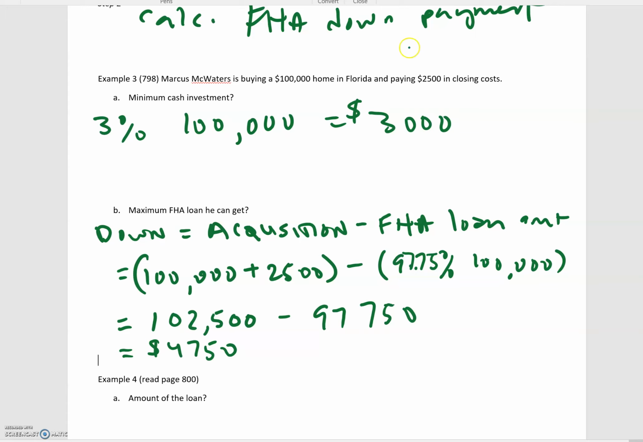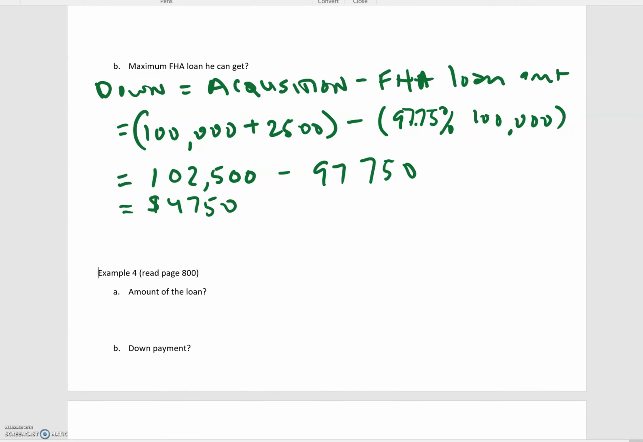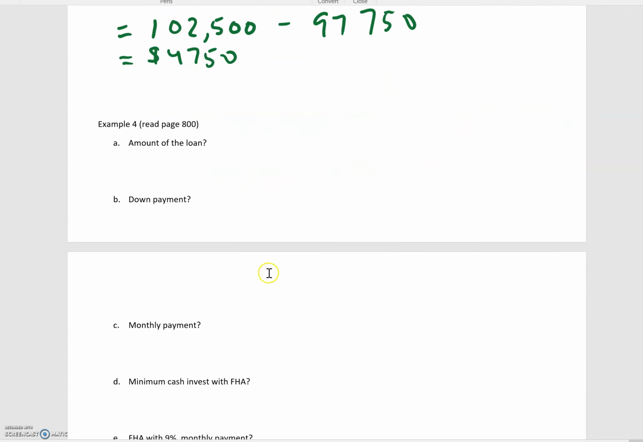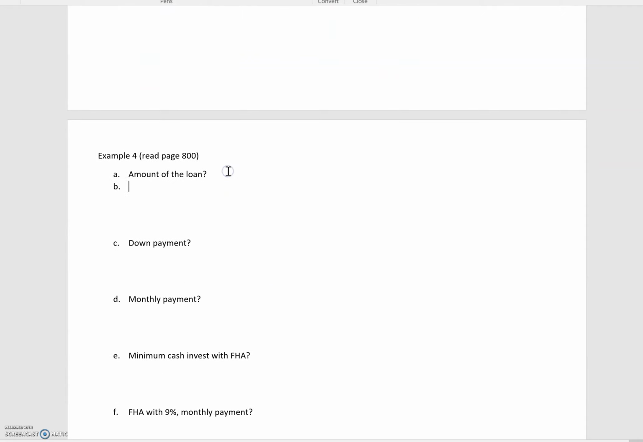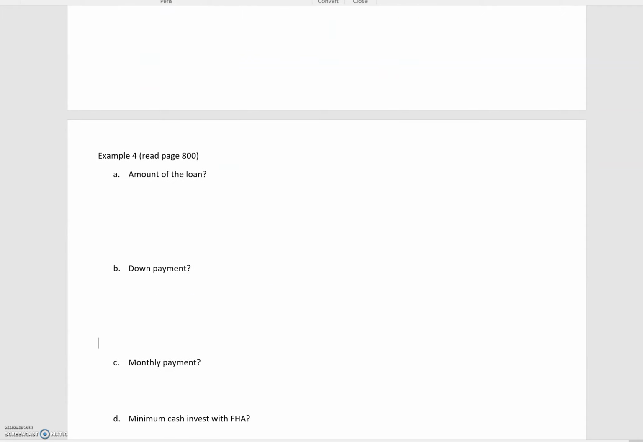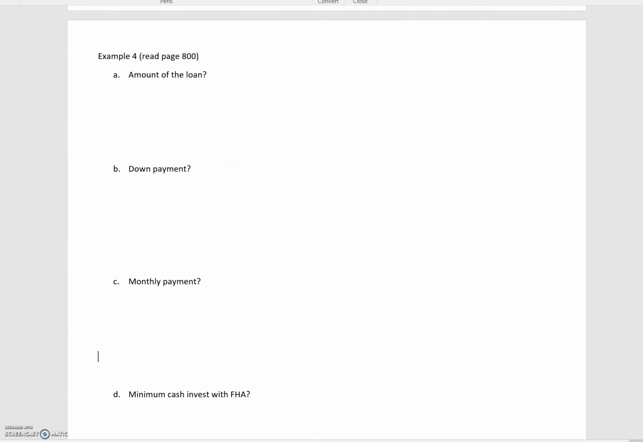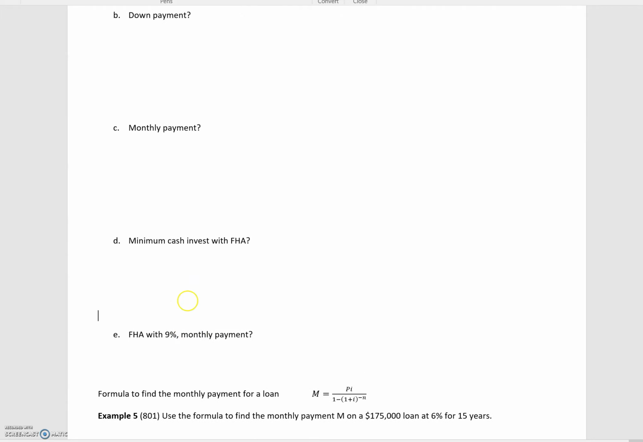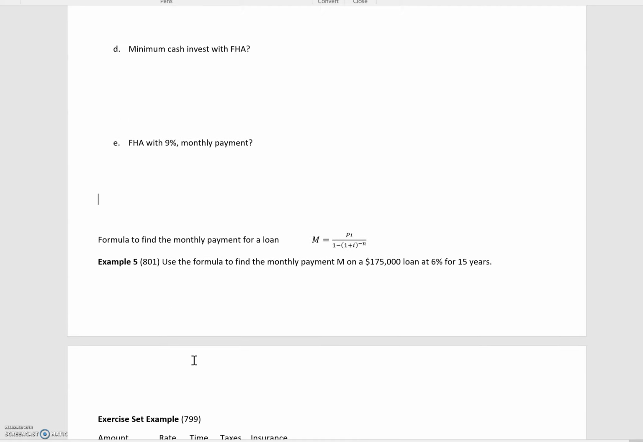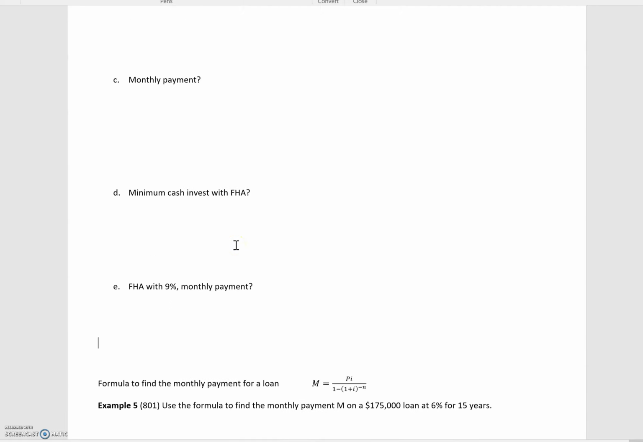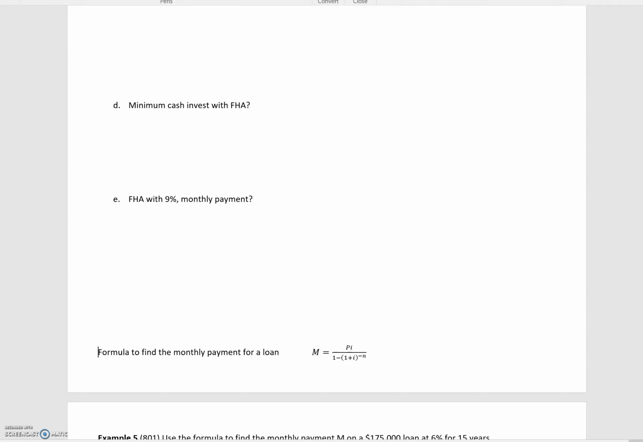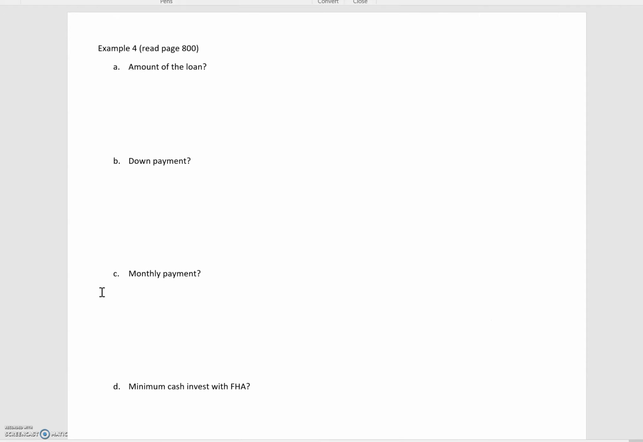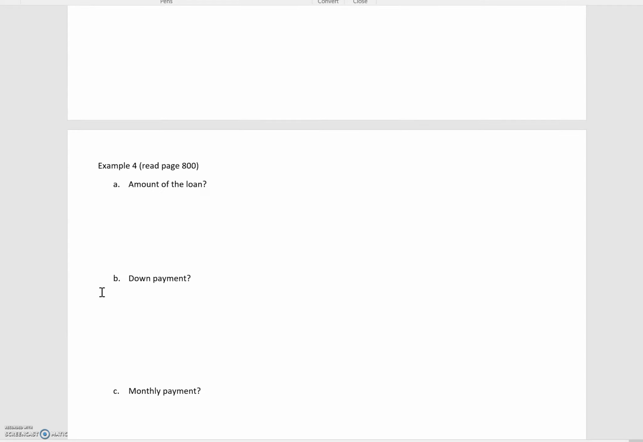Okay, so let's take a look at example 4. So you'll notice that I put bare bones in regarding what information I put in the notes. So you'll have to follow along on page 800. All right, now that I've made space.